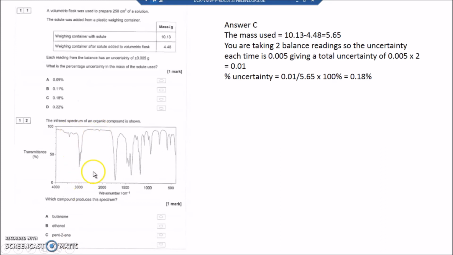around about the 3,000 mark, 2,500 to 3,000, somewhere here, and that's not present, that's not broad and wide. So anything with an OH, an alcohol, or an oic acid, an OH is a broad, wide absorption, so it's not B and it's not D. Pent-2-ene, the carbon-to-carbon double bond, is going to be quite hard to spot. Butanone, the carbon-to-oxygen double bond, is here. That's that one at around about 1,700.